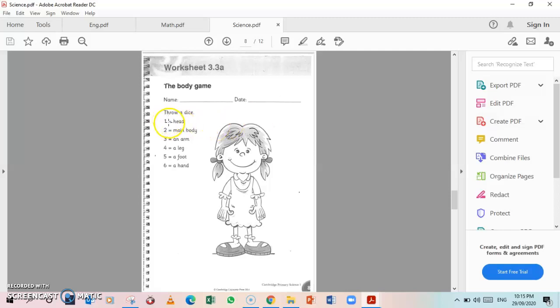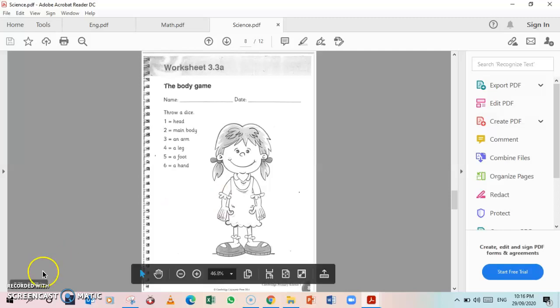And if it lands on 1, you color the head. If it lands on 2, you color the main body. You only roll the dice 6 times, and after that, you leave it as it is. This is a game. It's supposed to be fun. So you don't have to worry if you don't get to color the whole picture. Okay. That is the game that we are playing today. Okay, that is for our science.